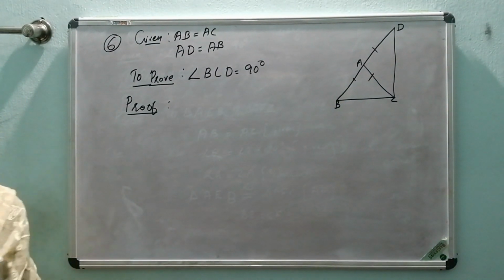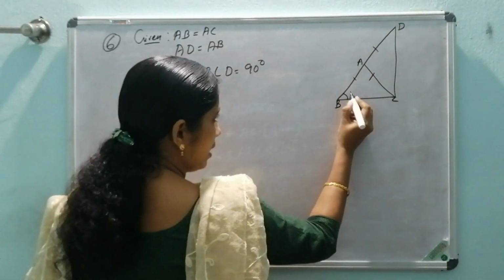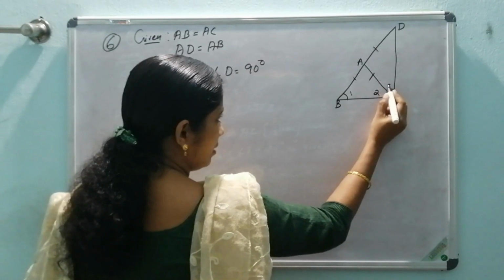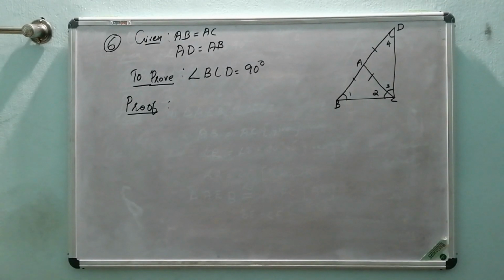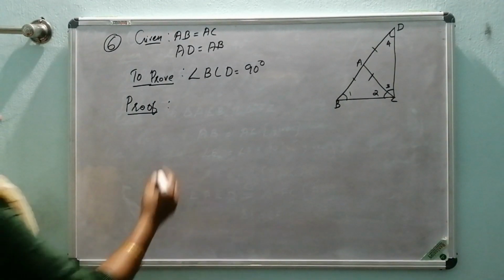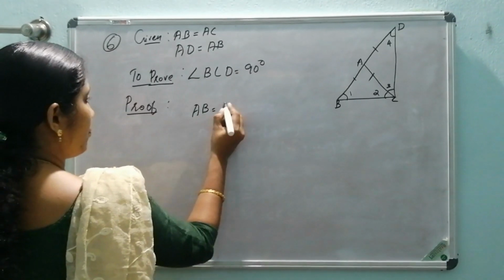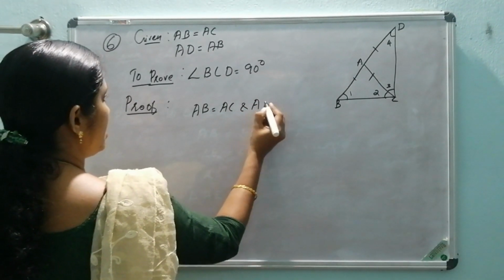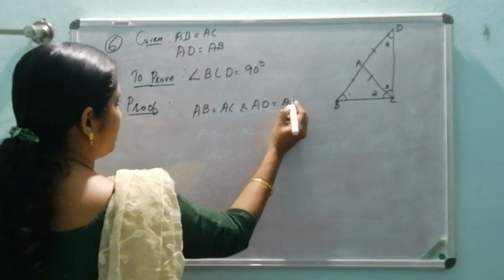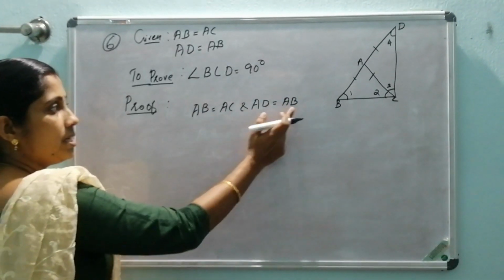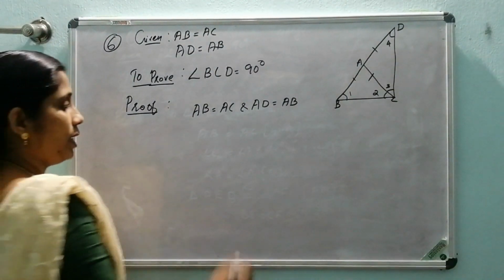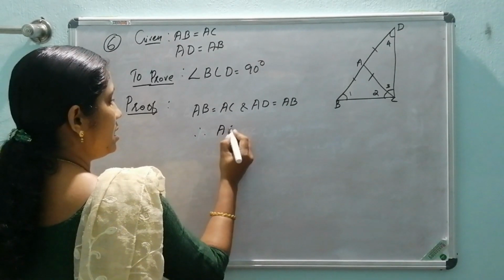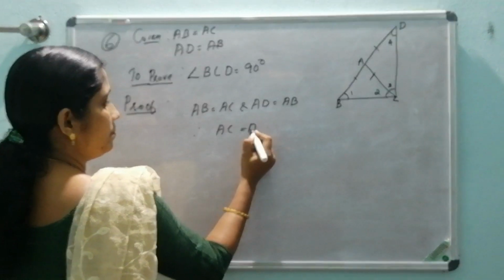For easy calculation, we can name these angles: let it be angle 1, angle 2, angle 3, and angle 4. It is given that AB is equal to AC and AD is equal to AB. AB is equal to AC and AB is equal to AD. So what can we say? Therefore, AC is equal to AD.